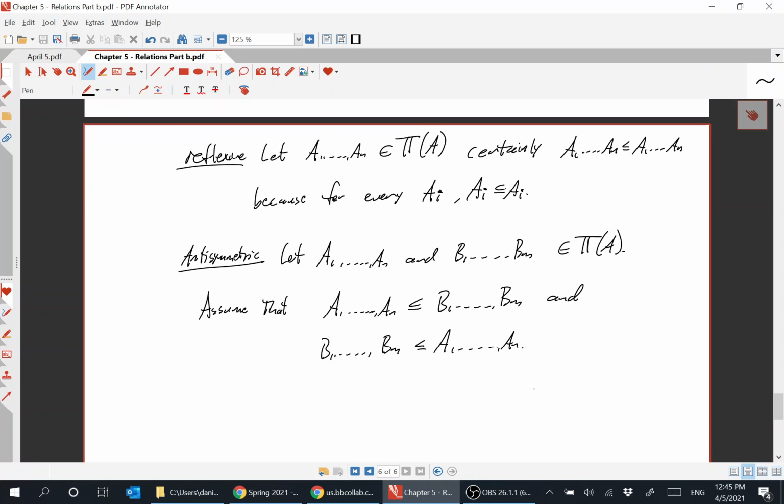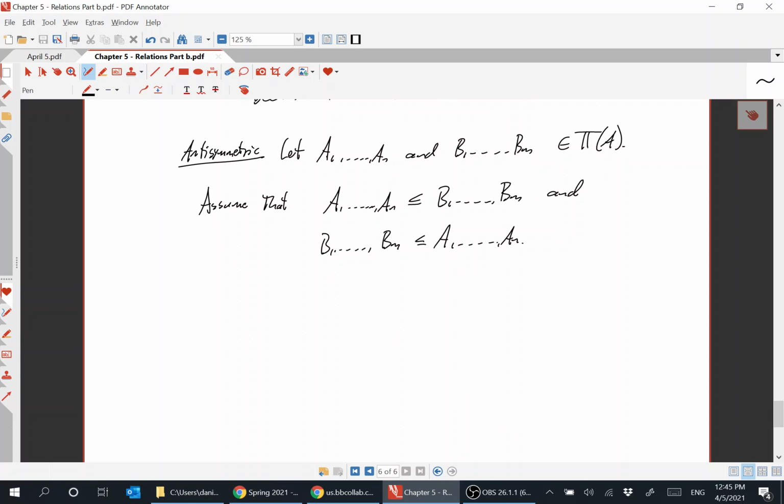Anti-symmetry. So let A1 to AN and B1 to BM be partitions of the same set. Assume that the partition A1 to AN is less than or equal to partition B1 to BM, and partition B1 to BM is less than or equal to partition A1 to AN. Okay, so we need to show that they are the same.